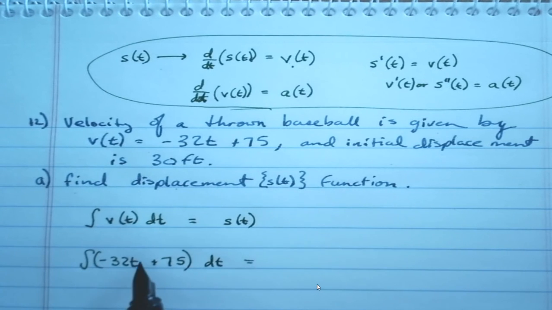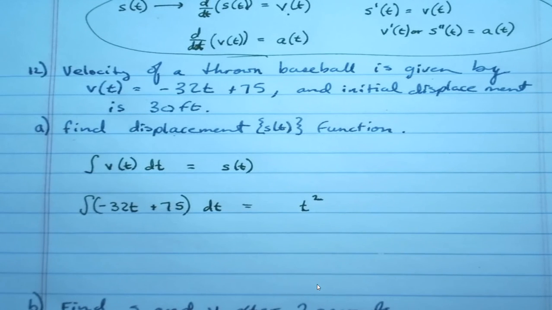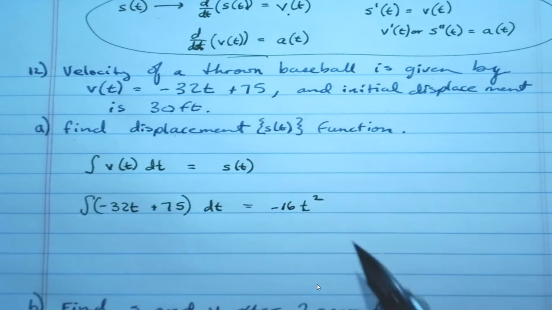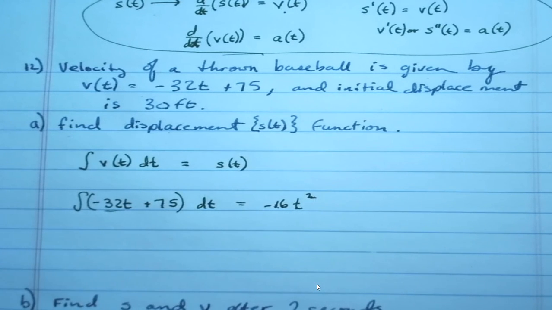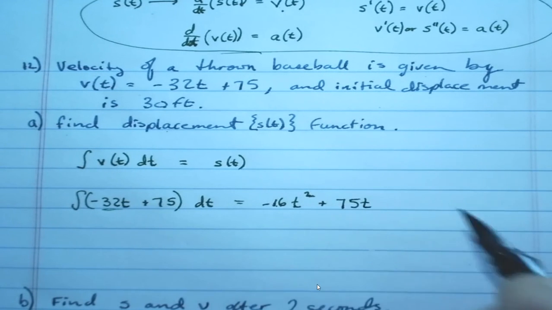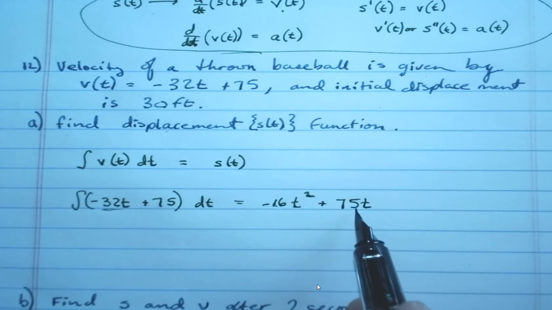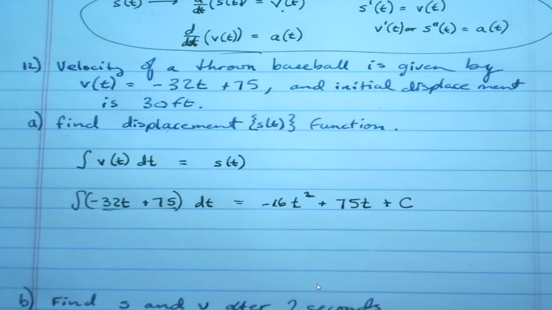So we'll take this and add to it. That's going to be t squared. Now, when I take that derivative, I get 2t. I need 32t, specifically negative 32t. So that's going to be negative 16t squared, because 2 times negative 16 gives me that negative 32. And then the antiderivative of 75 will just be 75t, and when I take its derivative, I get 75, and then plus C.